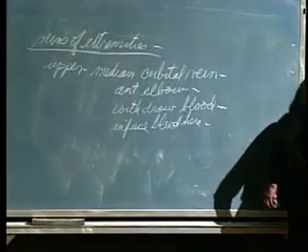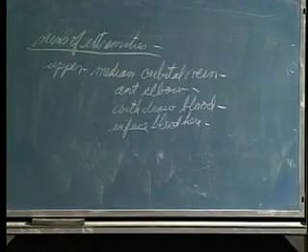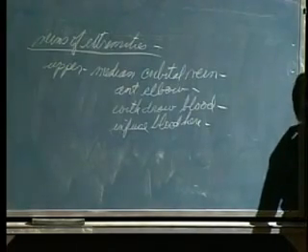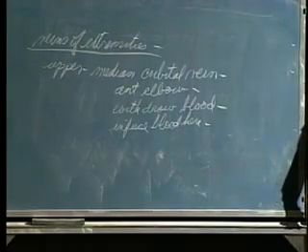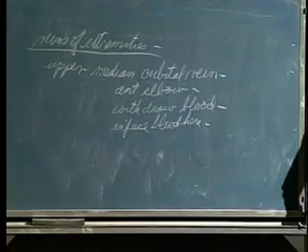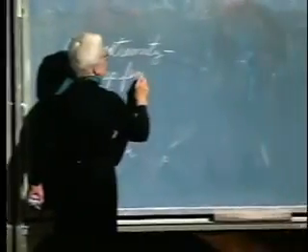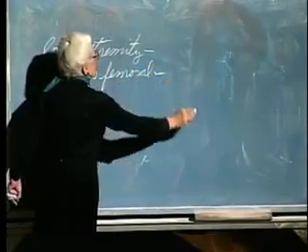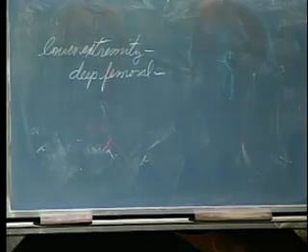lower extremity. So lower extremity. Let's just take two examples. Let's take the deep femoral. So you can imagine where it's going to be. You've seen the femoral artery in the thigh. This is going to be the deep vein in the thigh.